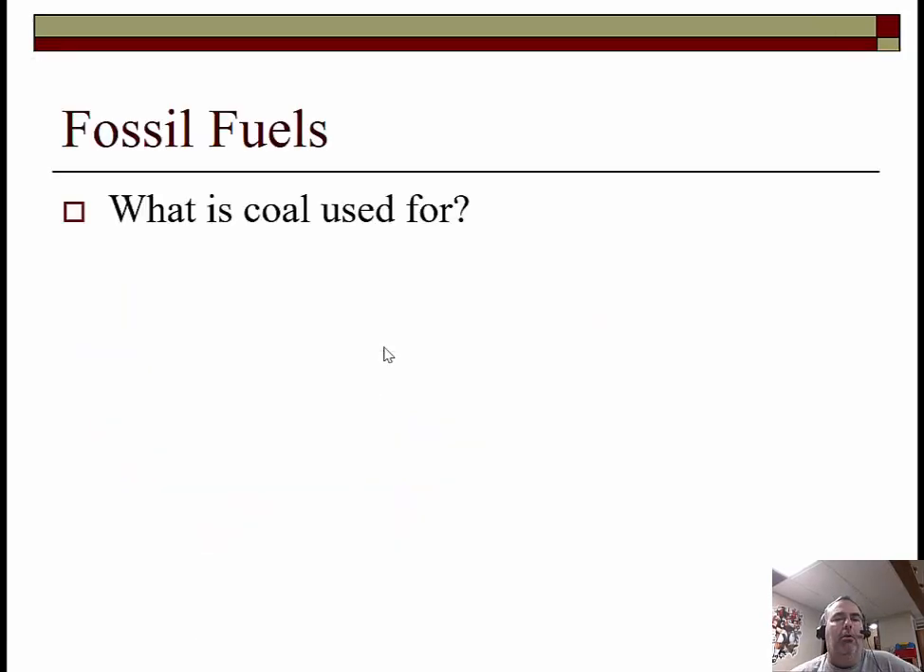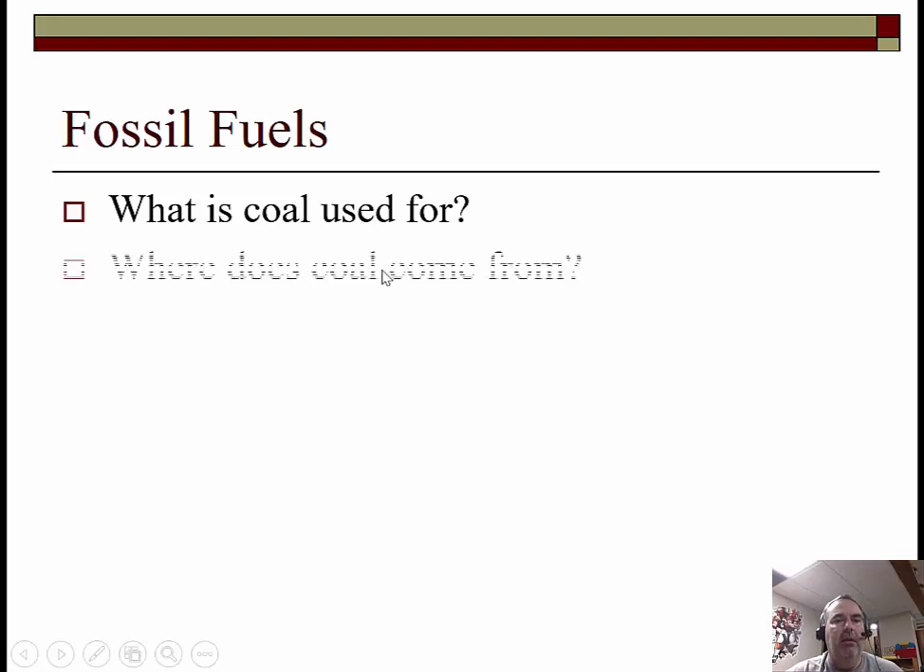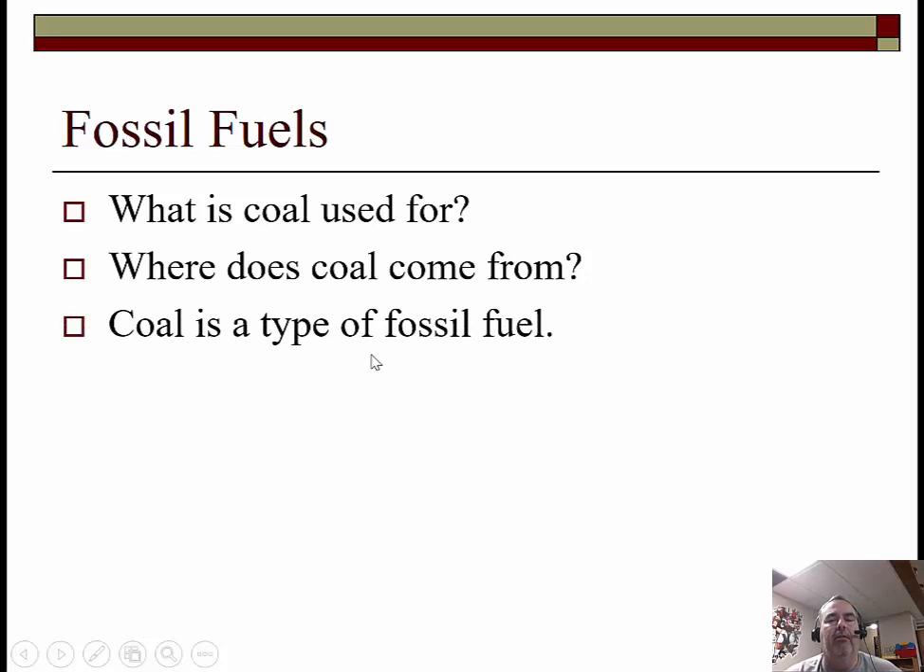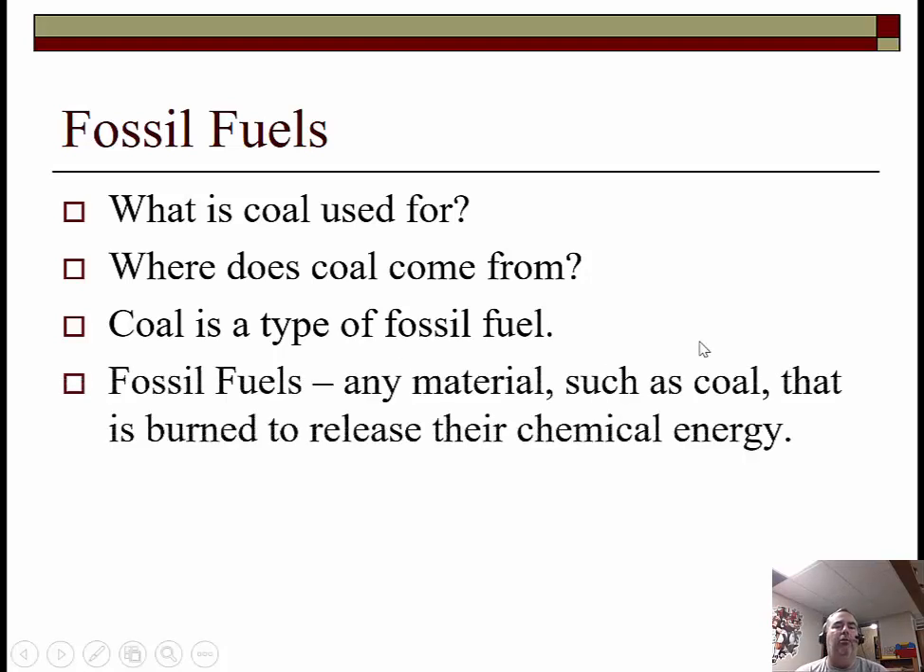Coal. When we talk about coal, a lot of times you think of coal being used for trains. Coal is another thing that can be used for heat and things like that. But where does coal come from? Okay, we know that we dig it up from the ground, but eventually when we talk about coal, it's going to be coming from a fossil fuel, something that died many years ago and took a long time to form because of pressure and temperatures. A fossil fuel is just going to be any material like coal that is going to be burned to release its chemical energy.